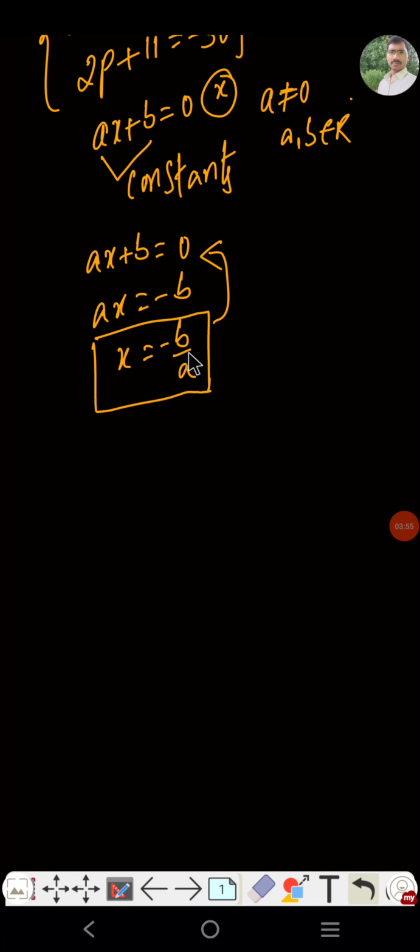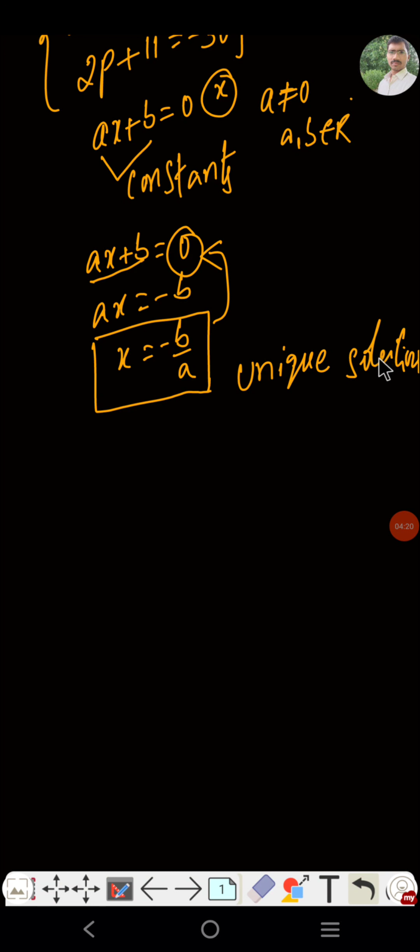That means if we substitute x is equal to minus b by a in this LHS part, compulsorily we get 0 only. So that's why it is called the solution of the given linear equation. So a simple equation has how many solutions? Only a unique solution. The simple equation has only one solution.